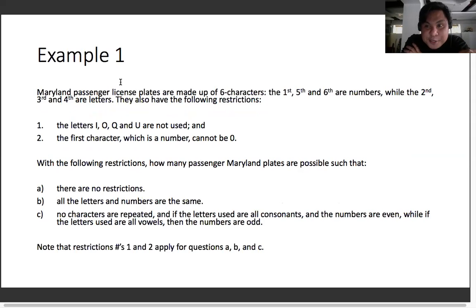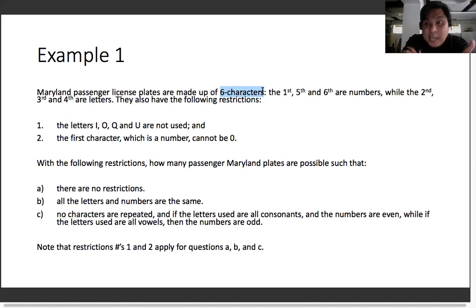So the first example is the rules on how Maryland issues standard passenger license plates. I did look this up, and I found out that Maryland issues passenger license plates which are made up of 6 characters. The first, fifth, and sixth are numbers, while the second, third, and fourth characters are letters. Right? That's easy enough to remember. The first and the last 2 are numbers. The middle 3 are letters.